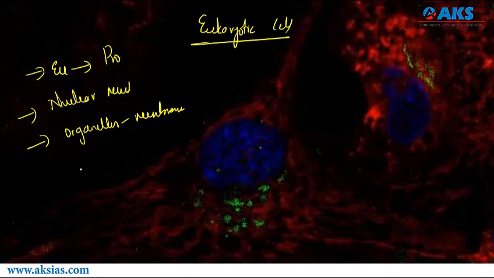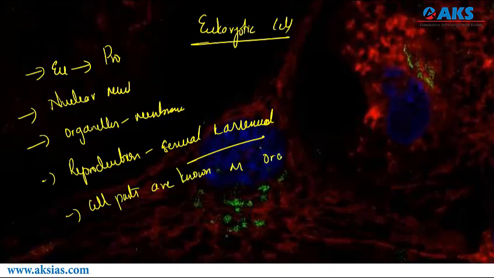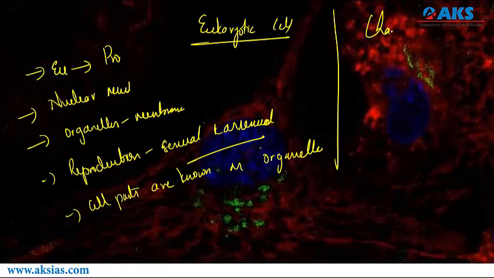Both sexual and asexual kinds of reproduction happen here. And the cell parts are known as organelles. Next, now let us understand about the characteristics of the cell.